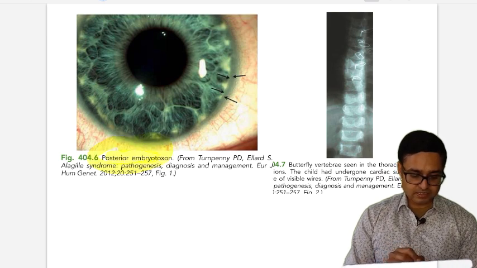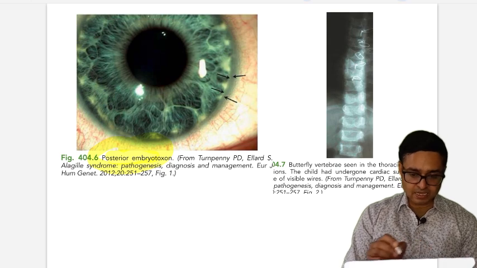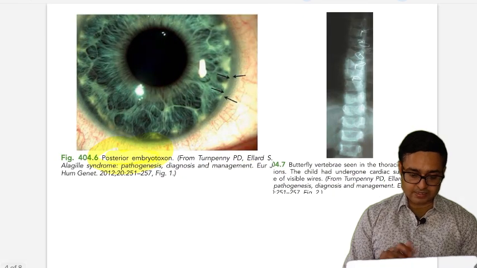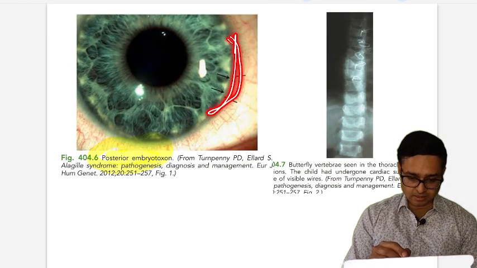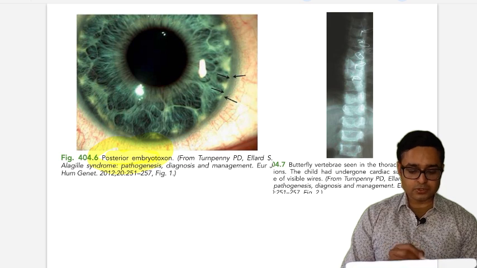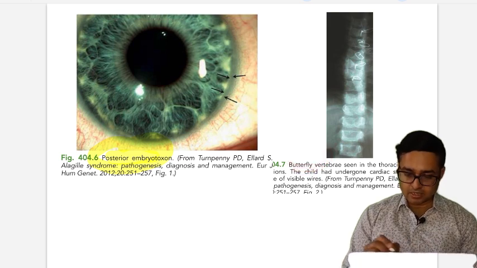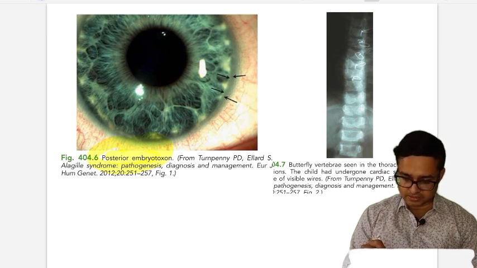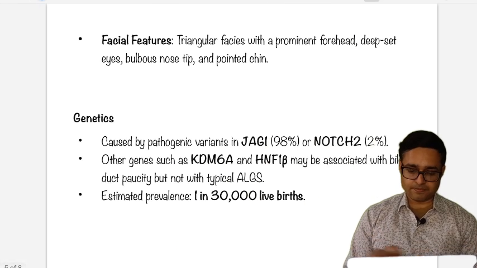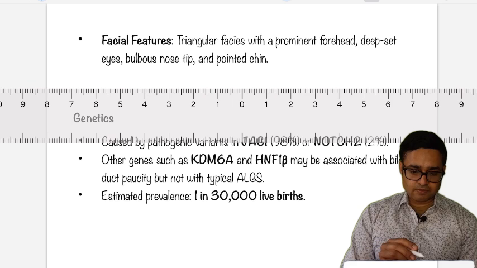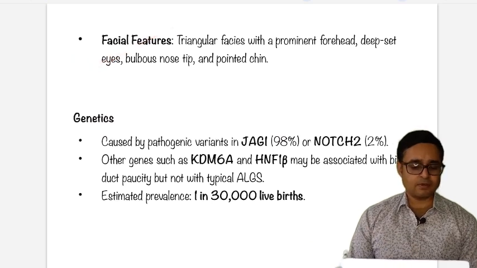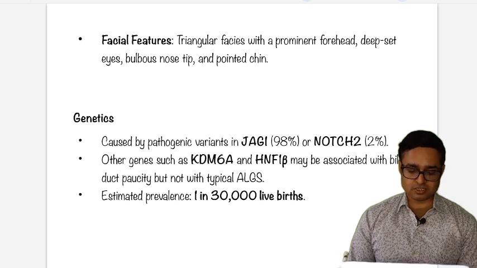Okay. So again, we are seeing posterior embryotoxon. This is important. This is the ring at the junction of iris and cornea. Posterior embryotoxon. Butterfly vertebrae. This is important. As we can see, this is butterfly vertebrae. Okay, so this looks like a butterfly. Facial features we have discussed: triangular face, prominent forehead, deep set eyes, bulbous nose and pointed chin.